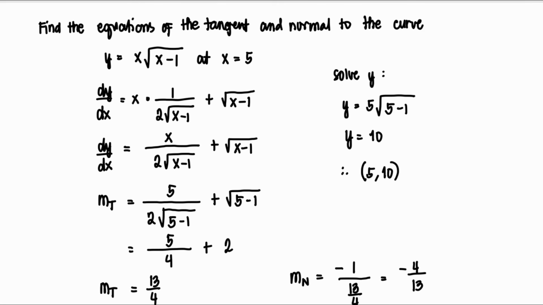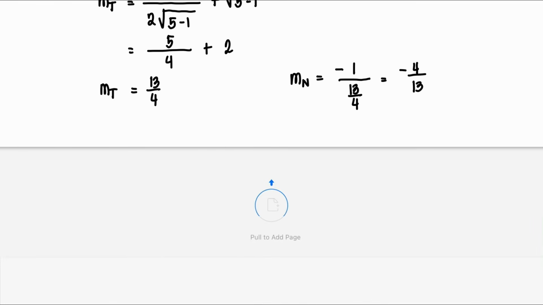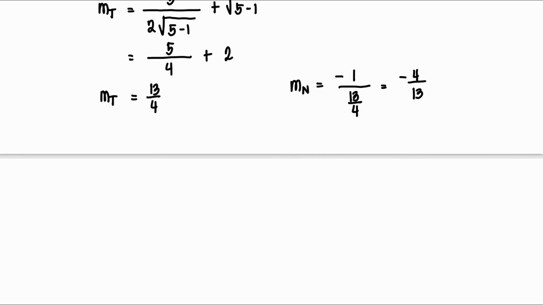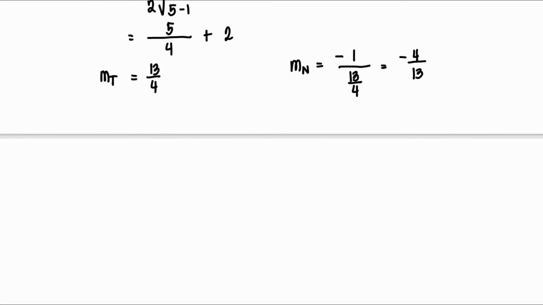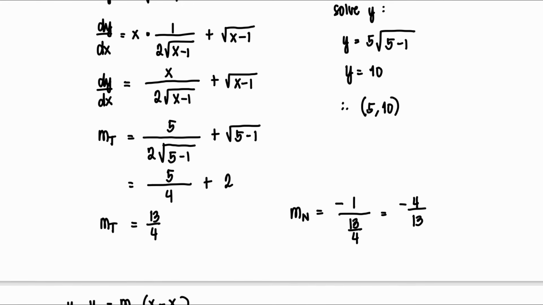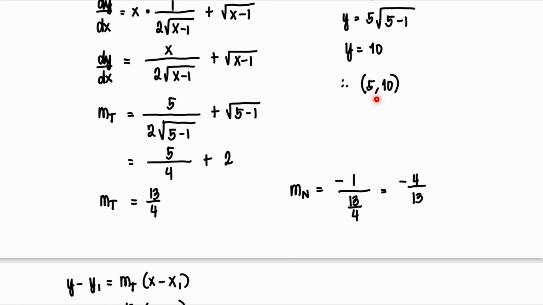So we now have the point and we now have the slopes of the tangent and the normal. We can now solve for the equation. So y minus y sub 1 equals the slope of the tangent line times x minus x sub 1. So y minus our ordinate, 10, equals 13 divided by 4 times x minus 5. Okay, our point was 5, 10.